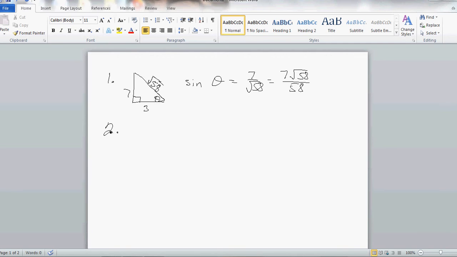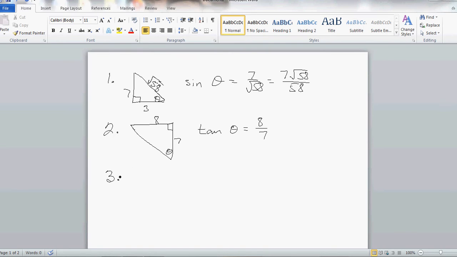Same thing with number 2. We have this triangle as shown, where theta is down here. We have an 8, a 7, and the right angle right there. And we want to know what is the tangent of theta. Well, tangent is the opposite over the adjacent leg. Well, there's no need to find the hypotenuse here, so that would be 8 over 7 as the final answer.